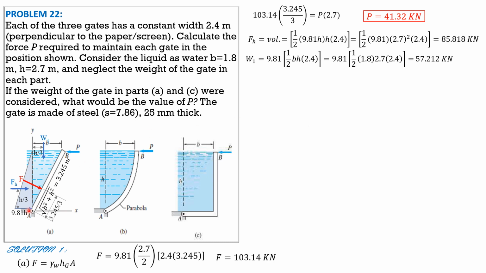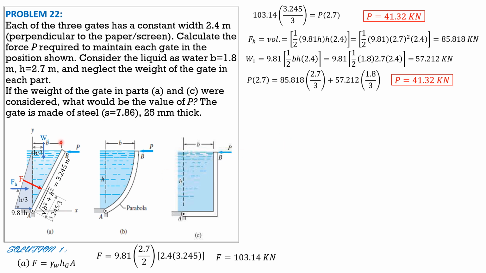Then summation of moments about A equals 0. P times 2.7 equals FH, 85.818, times 2.7 over 3, H over 3, plus W1, which is 57.212 times B over 3, or 1.8 over 3. Solving for P, P is 41.32 kilonewtons, of course, by another method.